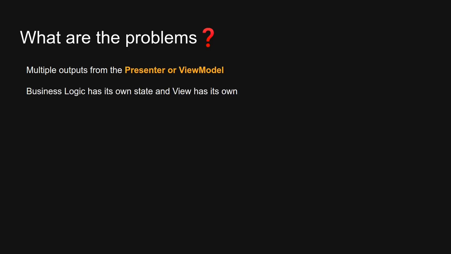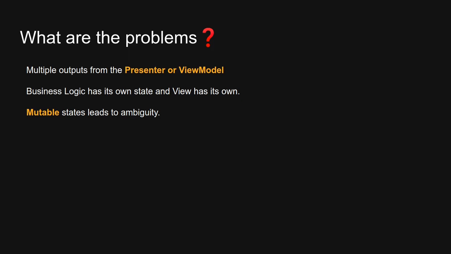The second problem is that business logic has its own state and the view has its own. In the case of MVC, we have seen that the model is maintaining the view's state. So the model has its own state, and also it is updating the view, so it's modifying the view's state also. These two ultimately have different states. And that's a similar case with MVP and MVVM also.